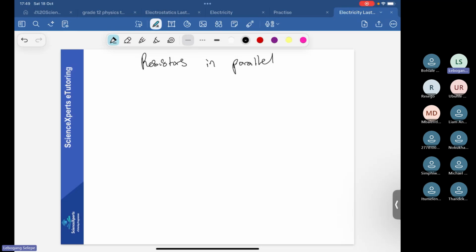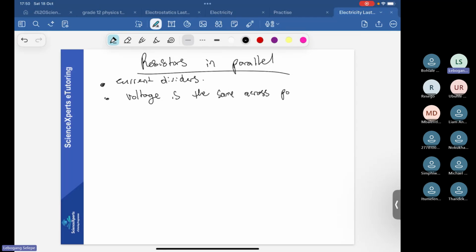Right? So resistors in parallel, now they're opposite. Resistors in parallel are current dividers. Instead of being voltage dividers, they are current dividers, and voltage is the same across parallel branches, right? Can you see I'm using the word branches? The branches that are in parallel with one another have the same total voltage. I'll show you why I'm using this word parallel branches, not just parallel resistor. You'll see.